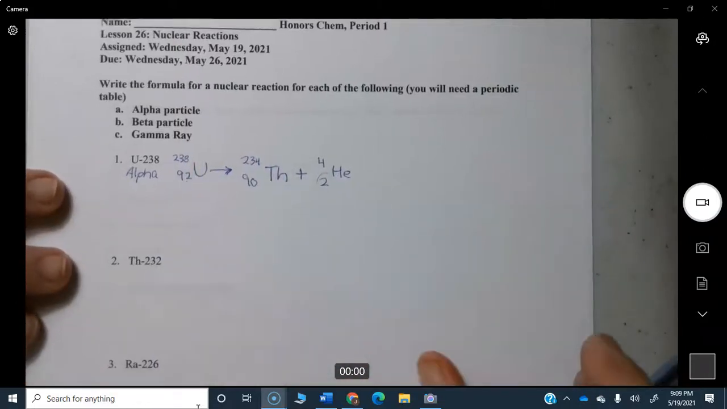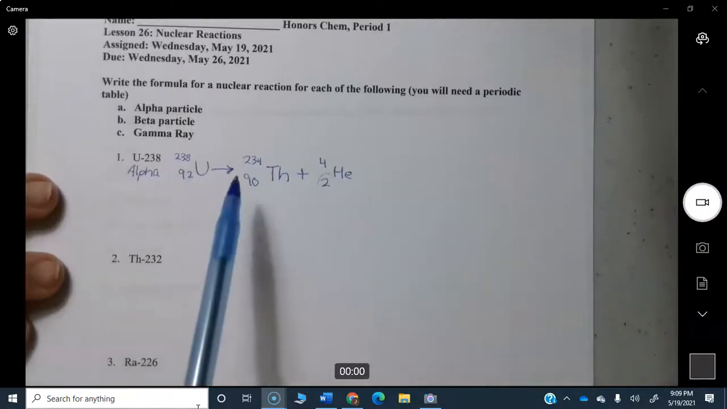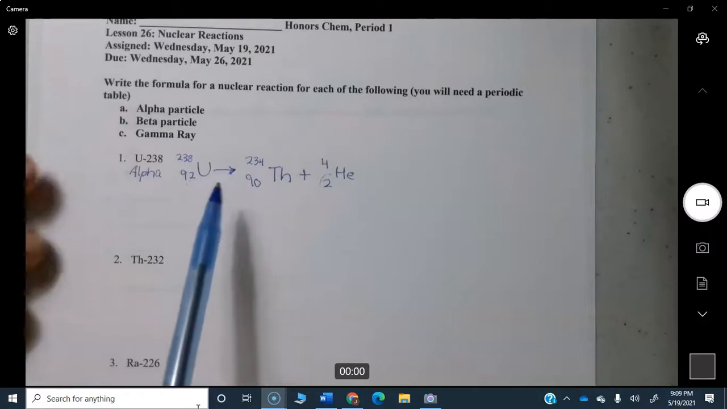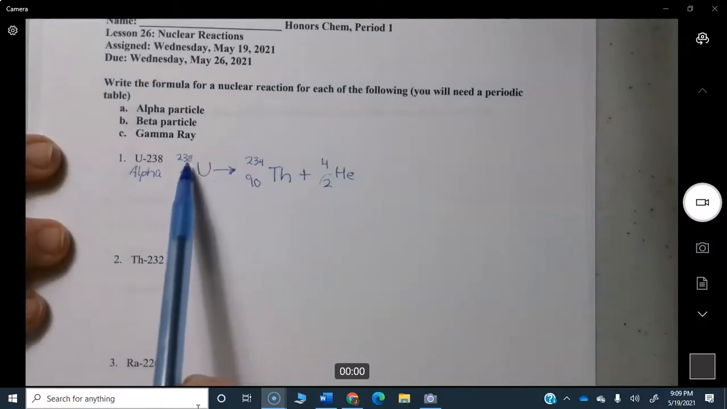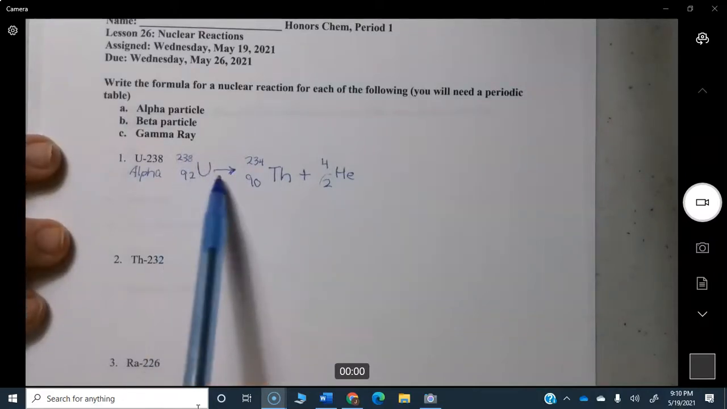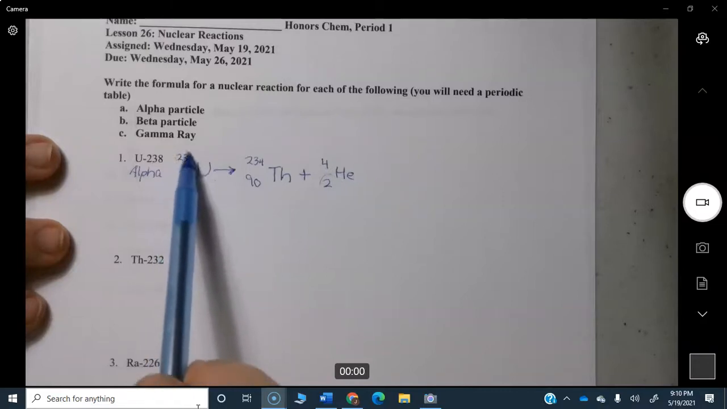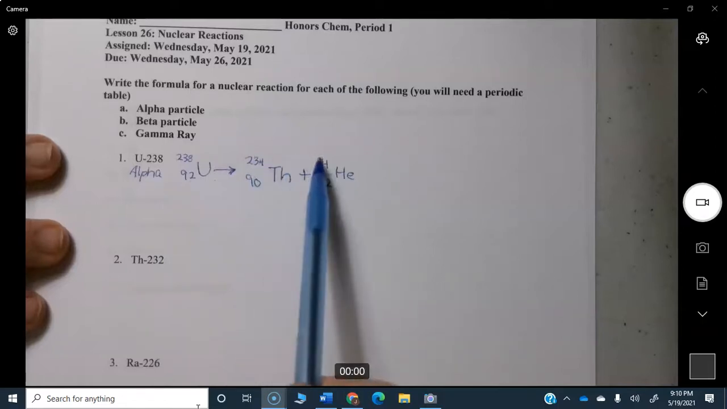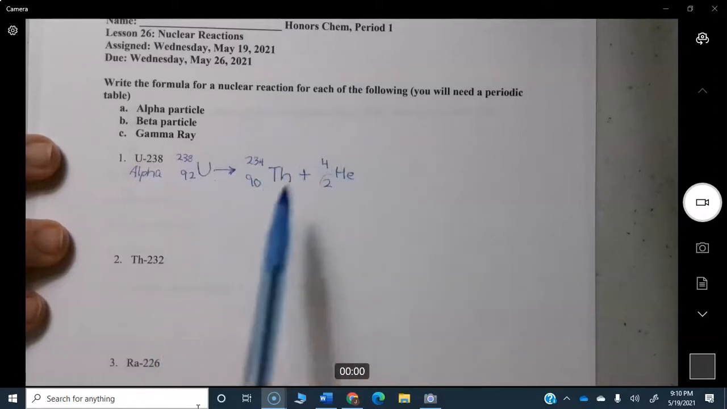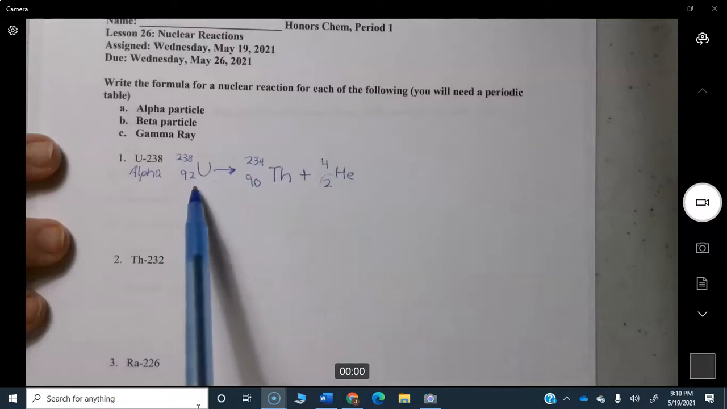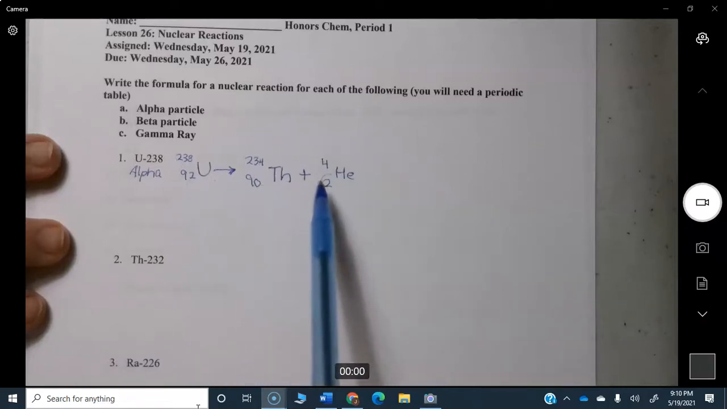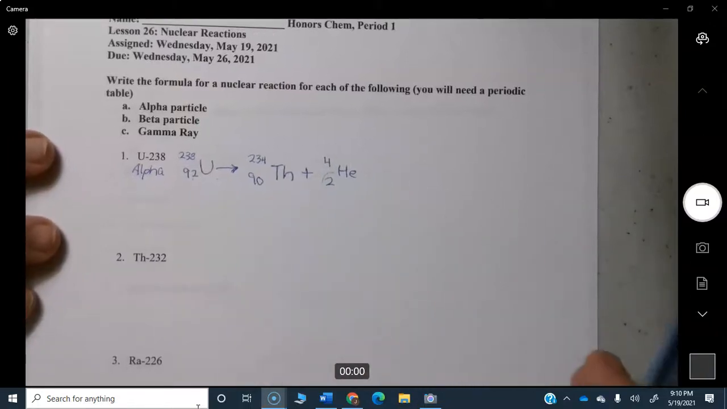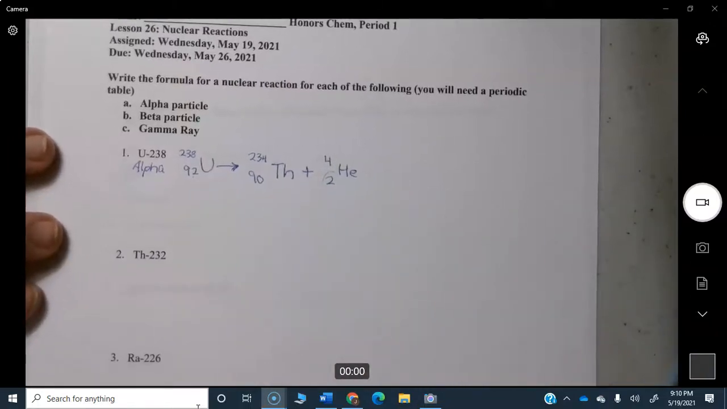So that's how you would write a balanced nuclear reaction for an alpha particle decay of uranium. For the equation to be balanced, the number on the left, 238, has to equal 234 plus 4, whatever's on the right, and it does. The number 92 has to equal the numbers on the right, 90 plus 2 is 92, so it does. That is a balanced nuclear reaction.